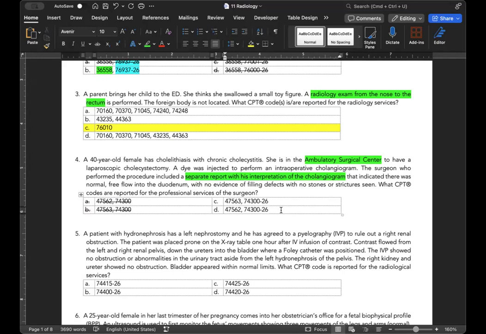That's how I was thinking, the setting being that she's in the ambulatory surgical center as well. Yep. Has a lot to do with it. Even if they didn't say the ambulatory surgical center, but it specifically states that that separate report with his interpretation was there, then that's telling us that he only did the professional component. But since we do have that detail of the ASC and the fact that he did a separate report, that's just another indicator that we would need that 26.